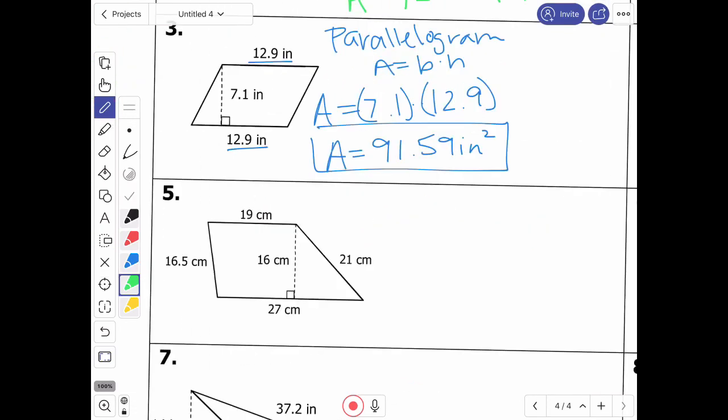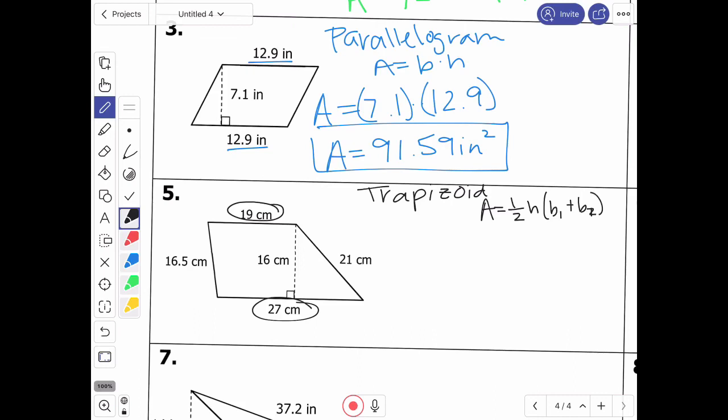Okay, just looking at 5 and 3. 5 and 3 look a lot similar, and they kind of are, but the key difference, I would say, is these bases. These bases are not the same, so that tells me that this has to be a trapezoid, okay? And a trapezoid has a little bit of a funky area formula. It's going to be 1/2 times height times the bases added together. So we have base 1 and base 2. Okay, so I'm going to call this one my base 1, and this is my base 2.